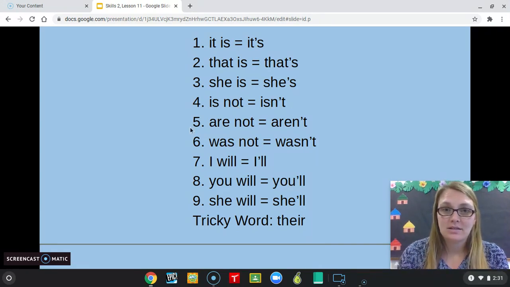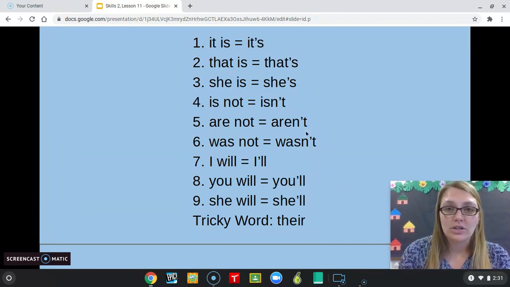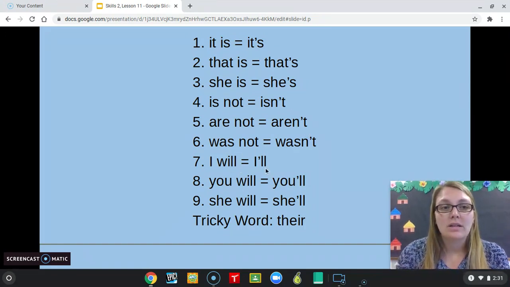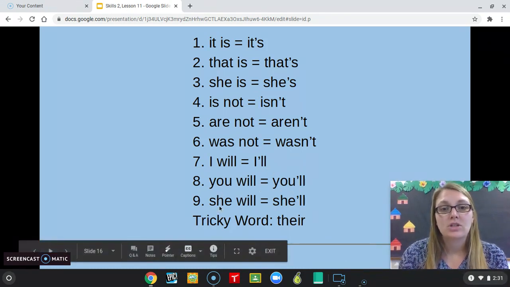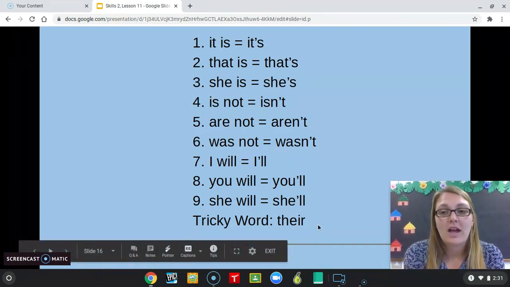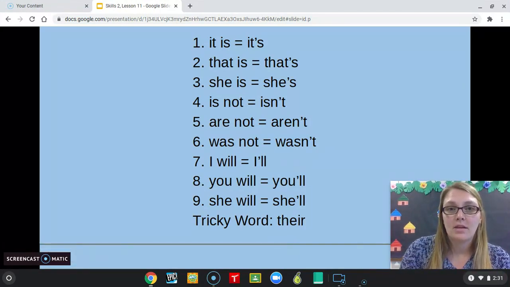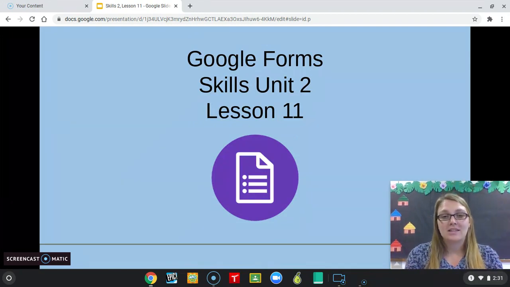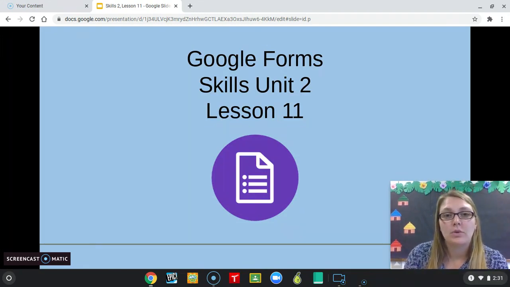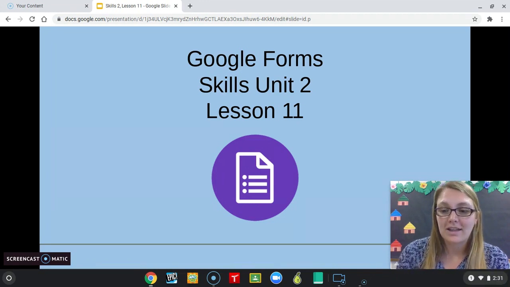It is becomes it's. That is becomes that's. She is becomes she's. Is not becomes isn't. Are not is aren't. Was not is wasn't. I will is I'll. He will is he'll. She will is she'll. You will is you'll. And our tricky word is their. This is the possessive their, like that is their house, their car. They own whatever that item is.